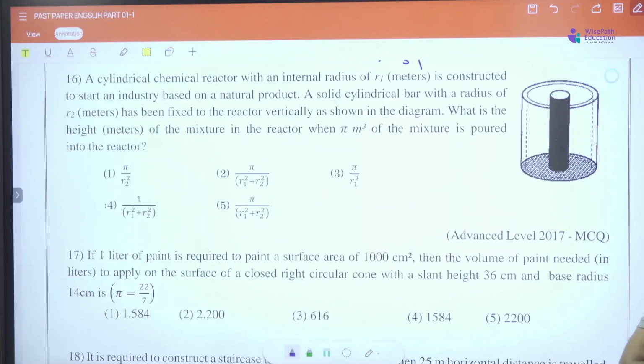Third one. Online people, any online people answered it? Now this is the first one: 5 over R2 square. We'll have to see. Any other answers? Any more confirmations? No?